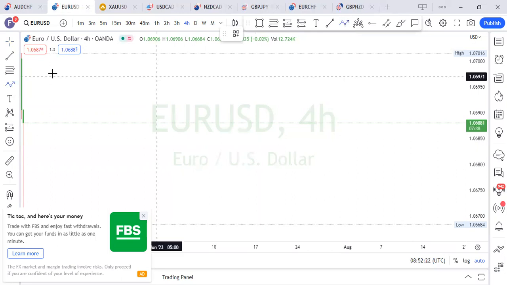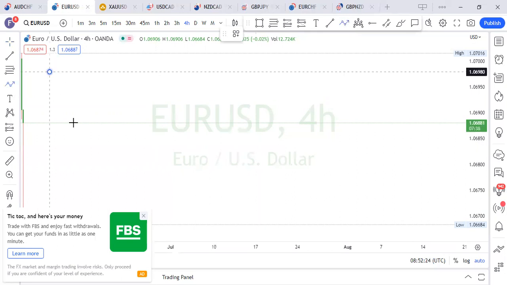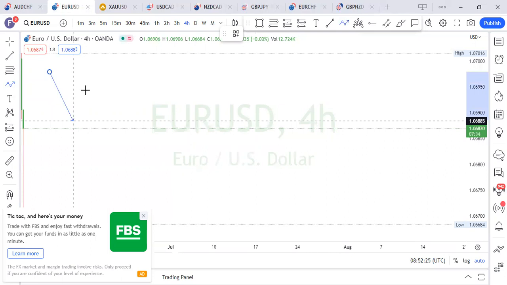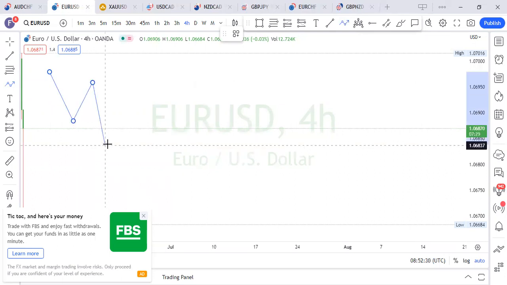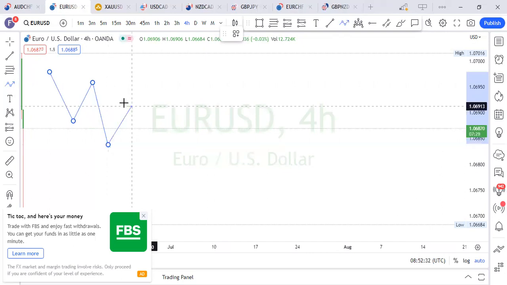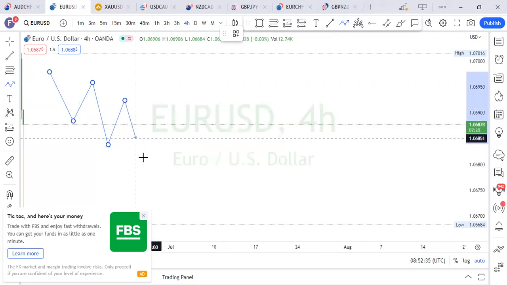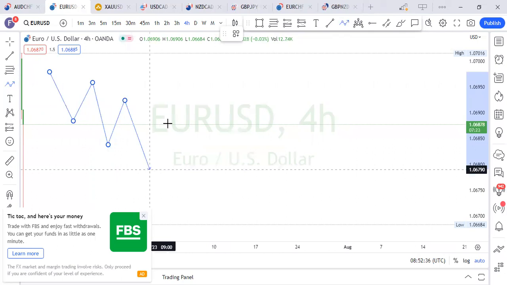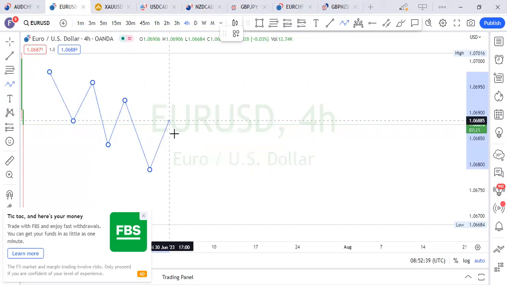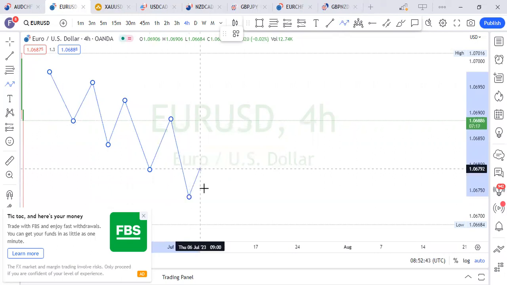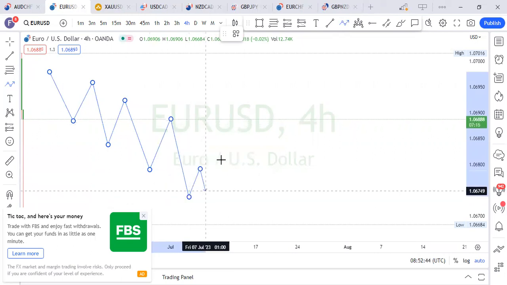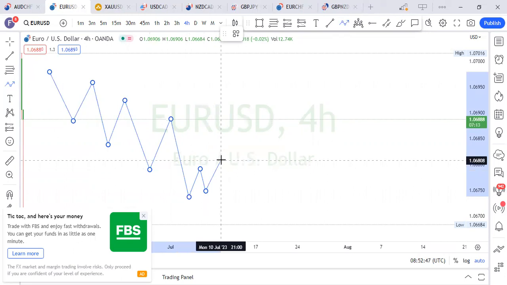So we're having this kind of movement now. This one is trending down. We wait for a new structure, a higher low, to confirm the trend change.